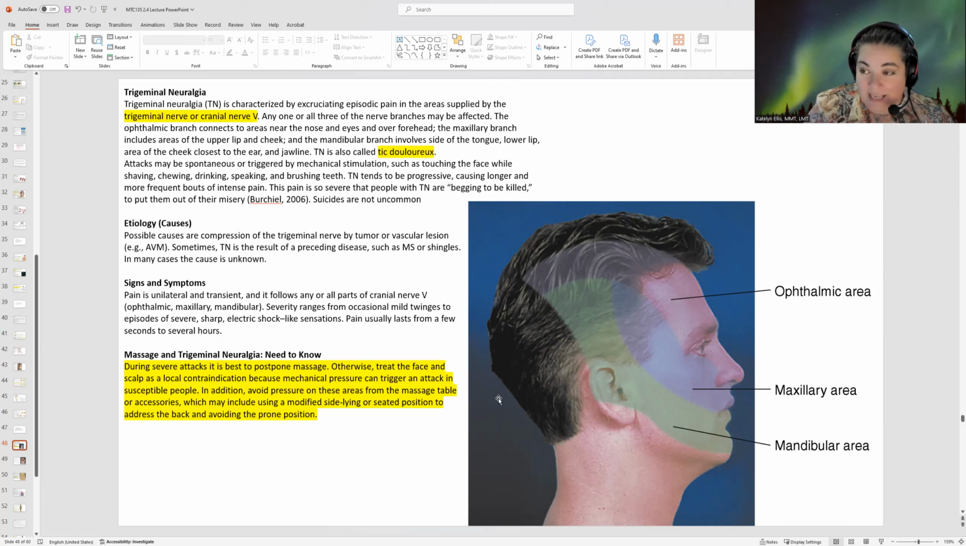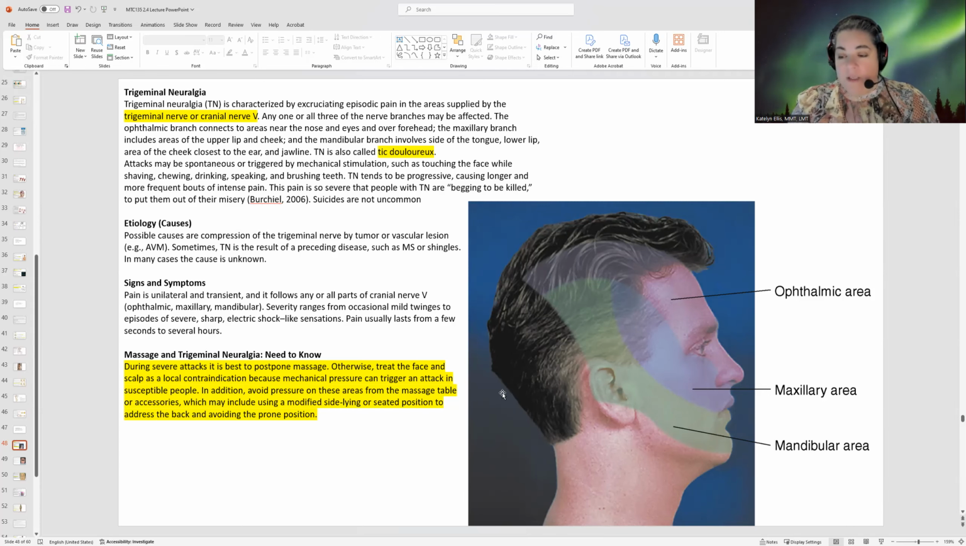It usually lasts seconds to several hours. It varies. It doesn't last for a whole day, thank goodness, but it can last for several hours. During severe attacks, just postpone the massage. Otherwise, treat the face and scalp as a local contraindication because massaging these areas can trigger an attack in susceptible people. Avoid pressure on these areas from the massage table or accessories as well, such as the face cradle. You don't want the weight of their face pressing in on that nerve whatsoever.